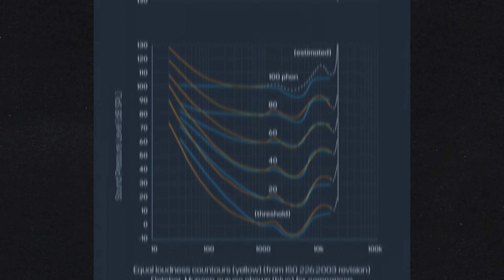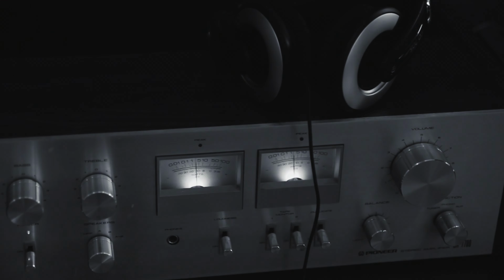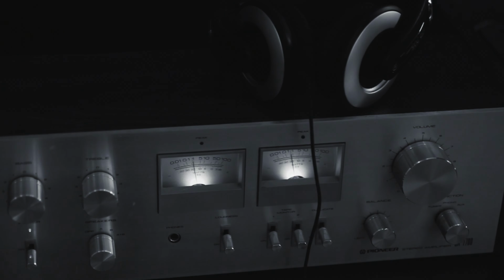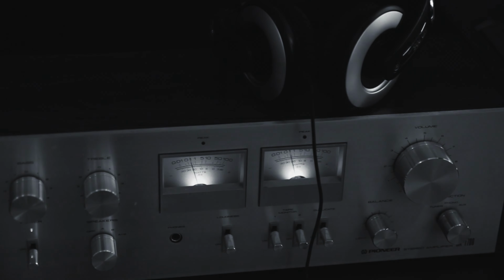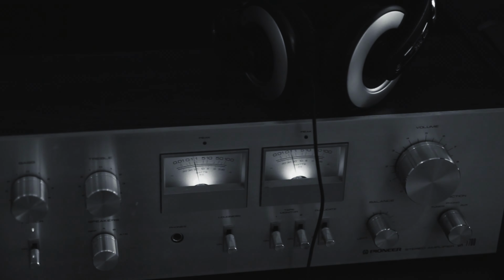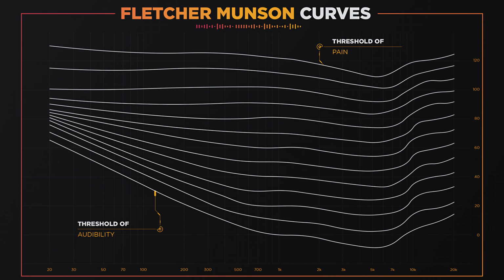A familiar example is the extra low end you hear when cranking up your monitors or headphones. The additional bass isn't actually present, rather our ears become more sensitive to low frequencies as the volume increases. We're most sensitive to frequencies around 1 to 4 kHz, meaning these frequencies will naturally stand out to us even at lower levels compared to sounds in other frequency bands.